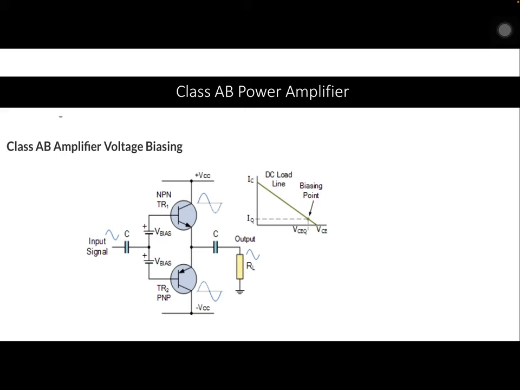Now here is the trick. In between A and B, you have a class AB, right? So class A is 360, class B is 180 degree conduction. So any transistor, if it conducts between 180 to 360, then it becomes class AB. And for such conduction, Q point is selected just above cutoff, and conduction angle is more than 180 but less than 360. The basic idea behind class AB was to overcome the crossover distortion, which we'll discuss in coming videos.